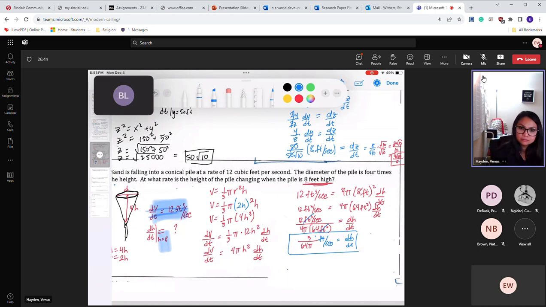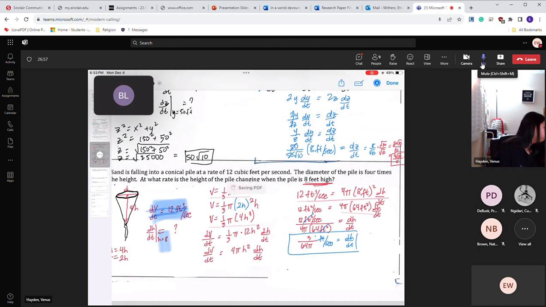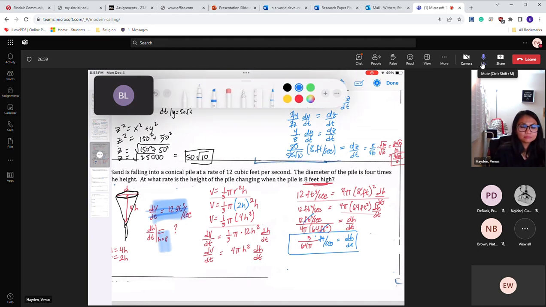Any questions on that one? Did you say that the formulas are going to be on the test? I'm sorry? Did you say that the formulas are going to be on the test, or do we have to memorize all of them? Like these kinds of shape formulas.